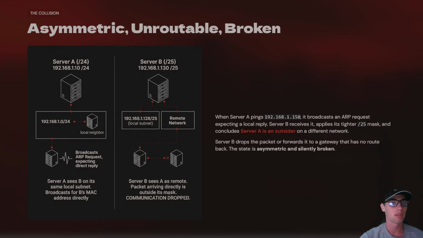But when server B receives that request, it applies its tighter /25 mask, and its internal logic determines that its own network is 192.168.1.128. But server A is located back on 192.168.1.0. So server B concludes that server A is a total outsider. And instead of replying locally, server B drops the packet entirely or forwards it out towards a gateway router that isn't configured to send it back. So the state is asymmetric, unroutable, and broken.